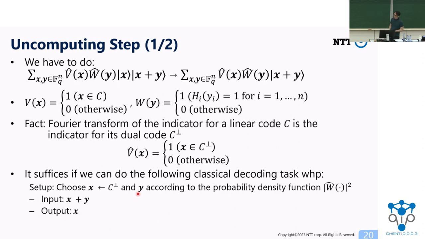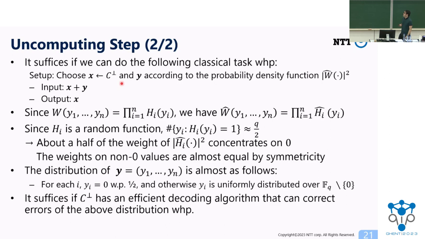If this is possible, then we run this decoder on this input and add the output of the decoder into the first register by XOR, and then we can uncompute the first register effectively. So now our task is reduced to this decoding task, which is copied here. For analyzing this task, we also have to know the distribution of y, because that is the error. So let's analyze w.